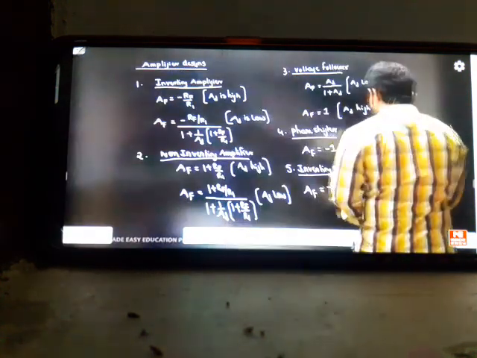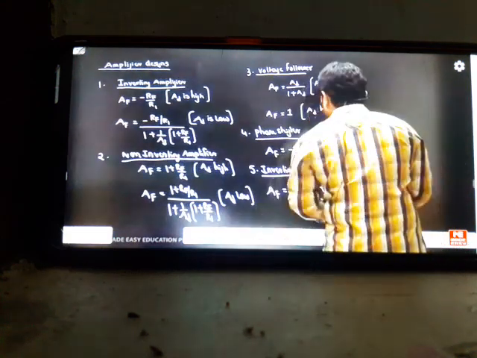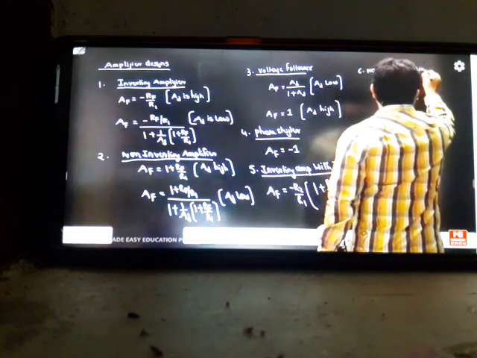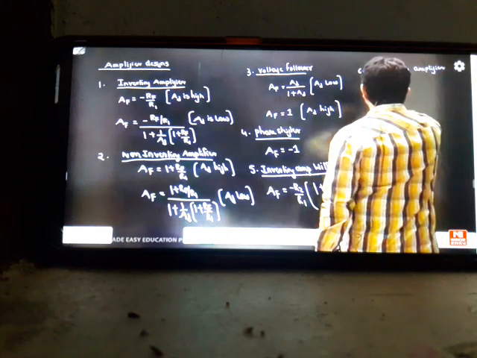And coming to the sixth formula, the non-inverting amplifier with T network.